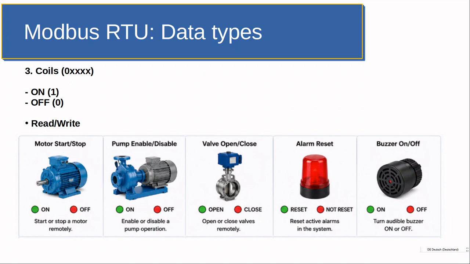a pump that can be enabled or disabled. For the third example, a valve that can be either open or closed. And then we have an alarm reset, which can be reset or not reset, and a buzzer that can be either on or off.